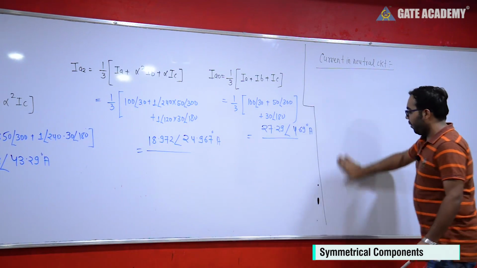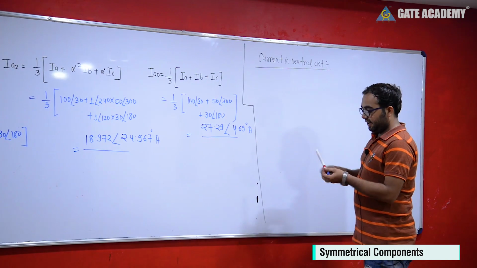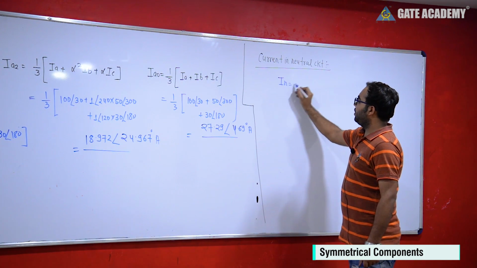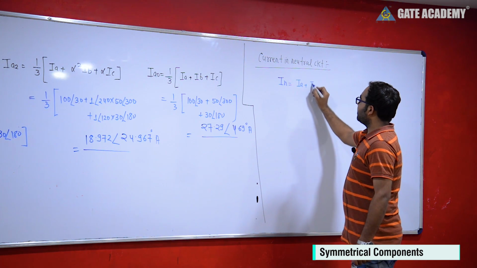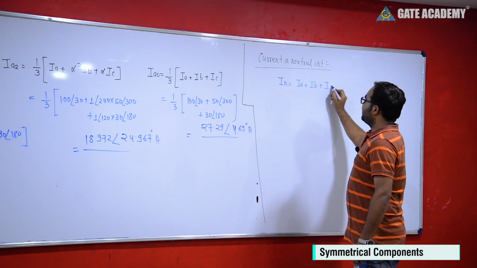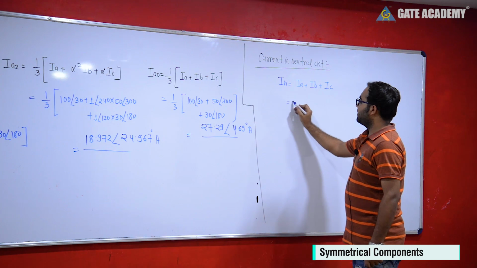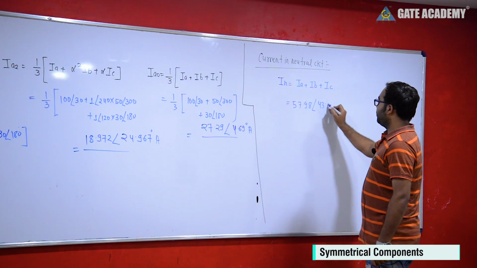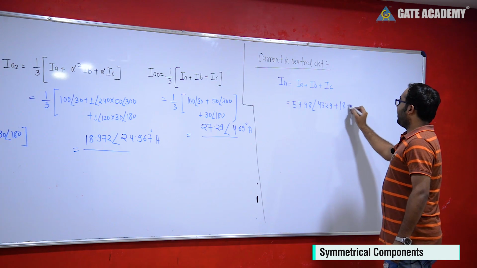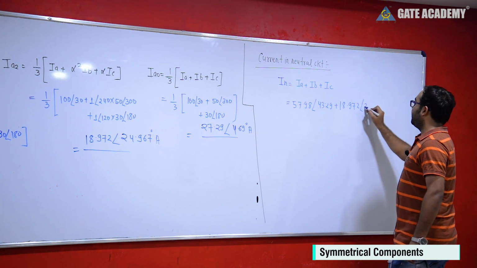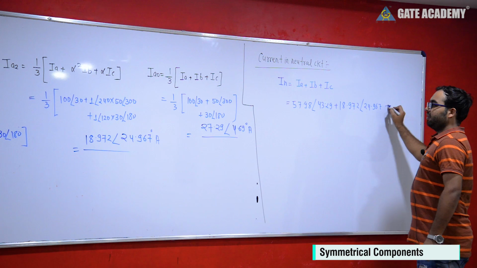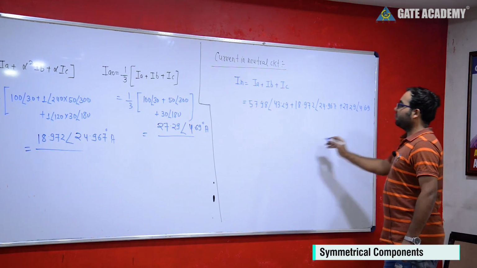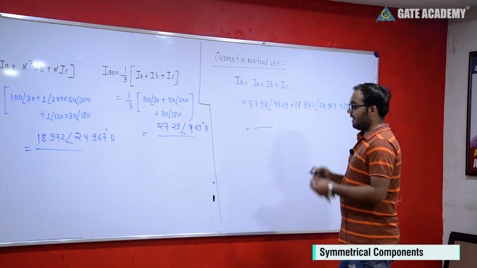Now this is the important point: current in the neutral circuit. From the diagram we can say the neutral current will be equal to IA plus IB plus IC. So you have to take the vector addition. This is the first method or basic method. 57.98, 43.29 plus 18.972, 24.967 plus 27.29 at an angle 4.69. So it will be quite difficult if the question is asked in a competitive exam.